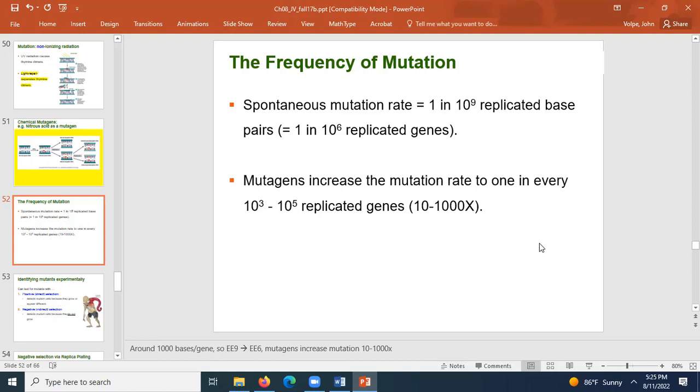Mutagens increase the mutation rate, and they increase the mutation rate by 10 times to 1,000 times. And that would increase the mutation rate from 1 gene in 10 to the 6th to between 1 gene in 10 to the 5th and 1 gene in 10 to the 3rd. Any question about any of that?